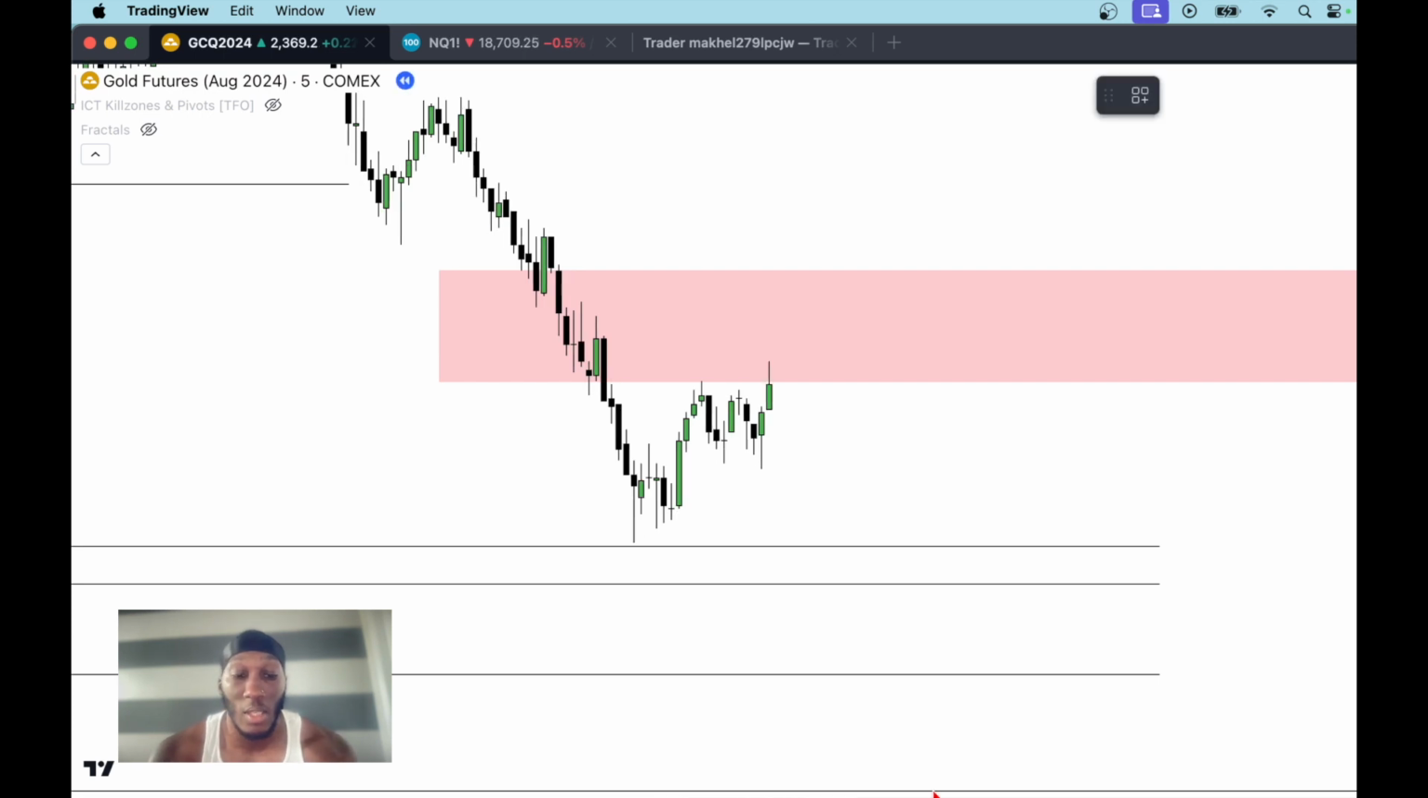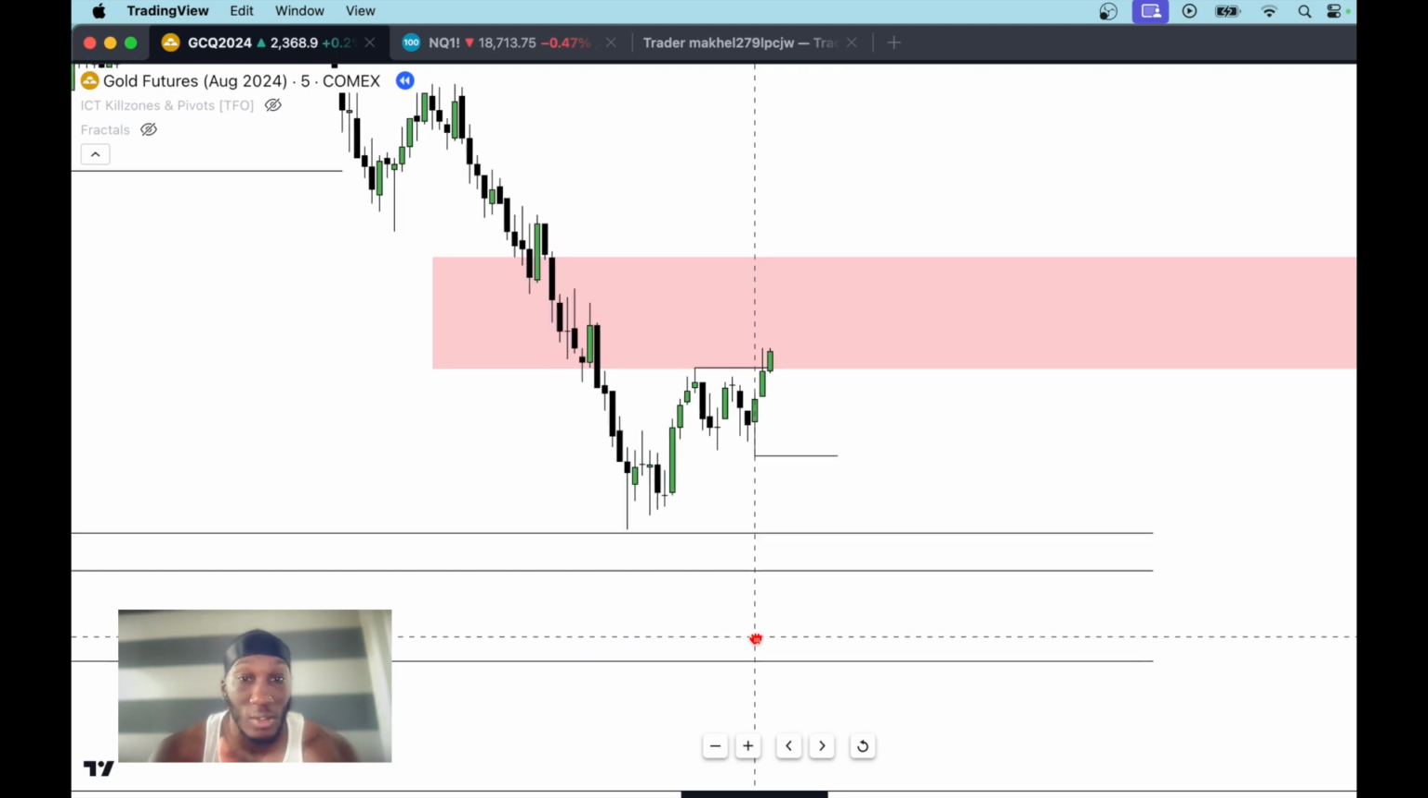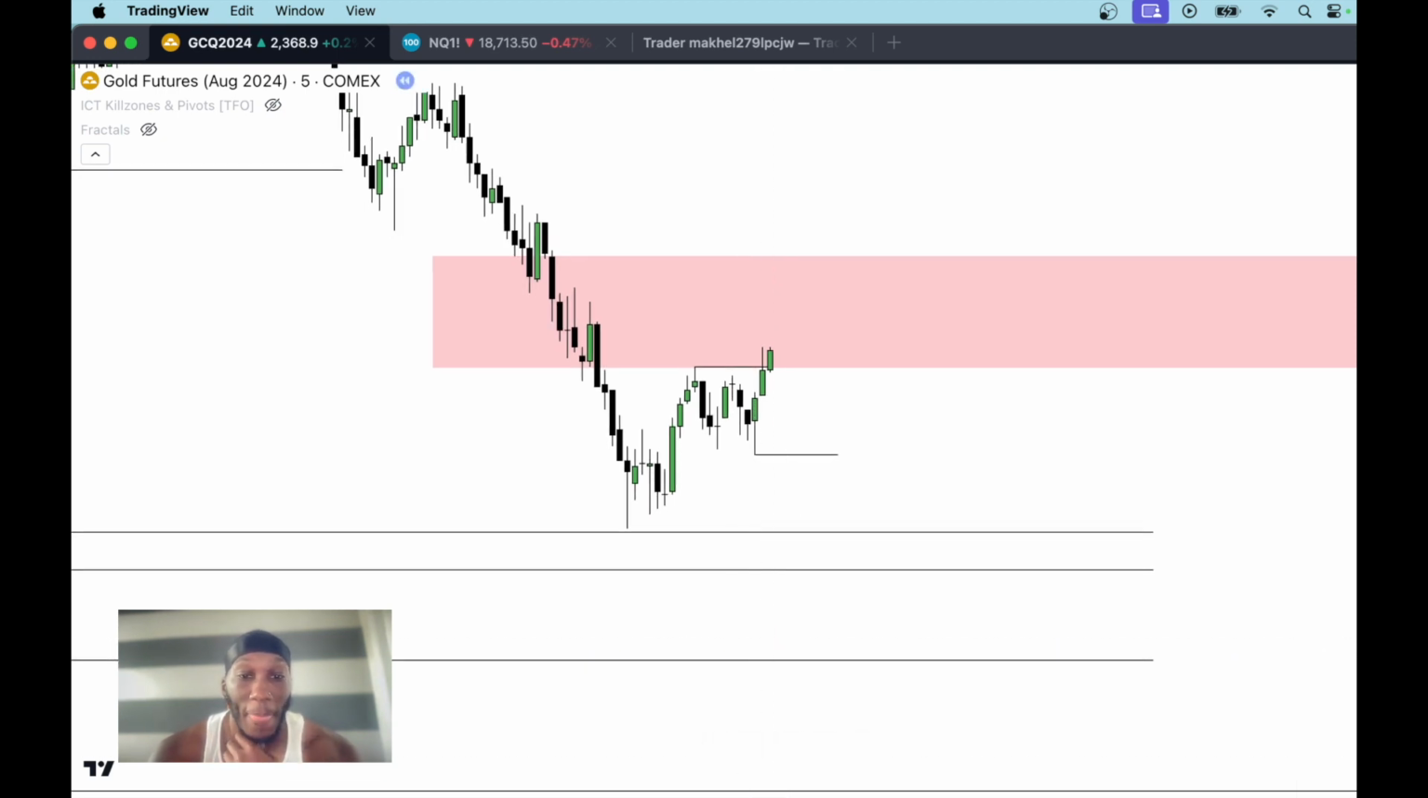So now the same thing. Now here. Now I'm looking for a confirmation of sells. I'm not looking for a buy right now. I'm looking for a sell model to target all of this liquidity down here. So I'm not touching price until it confirms that or it doesn't.